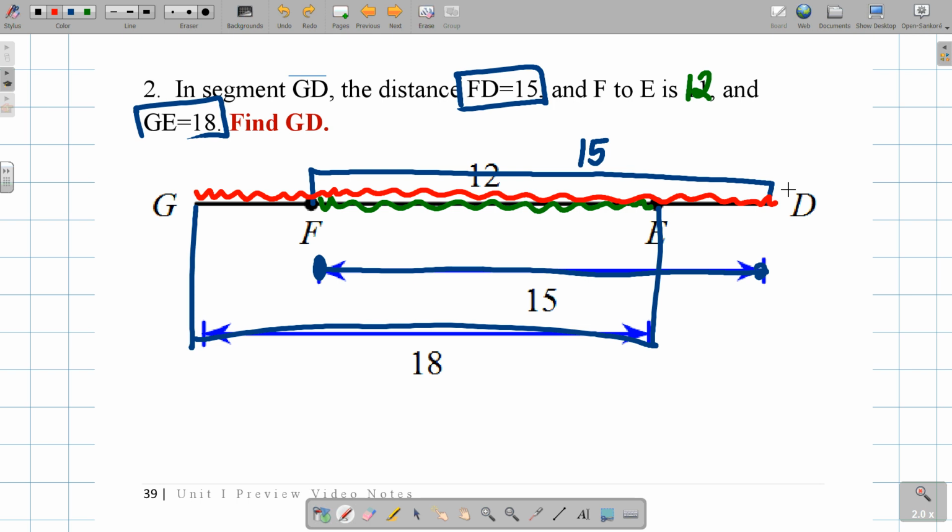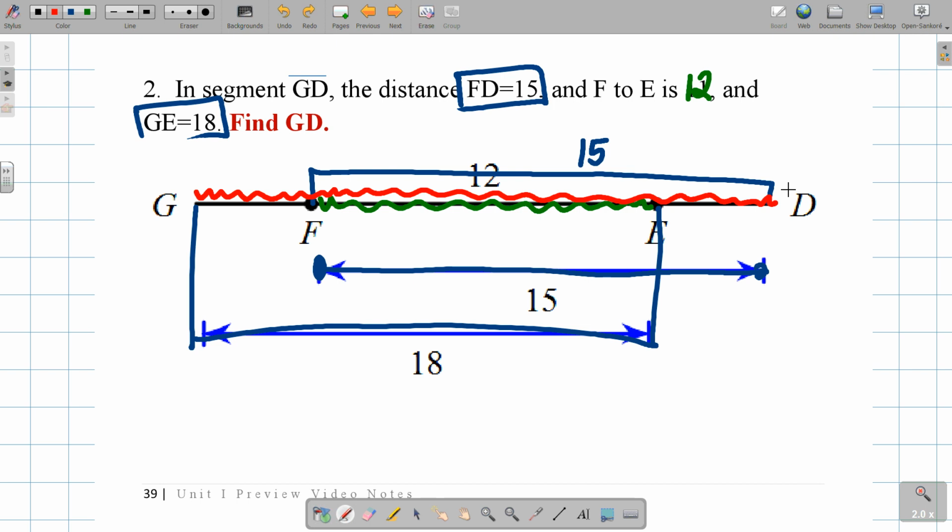All right, let's see. It's really important. Now, even though you're looking for the red, you should have first found, if that's 15 and 12, this little piece right here is 3. And then here, if from here to here is 12 and the whole thing is 18, from here to here is going to be 6.